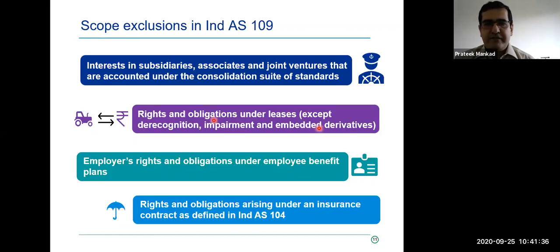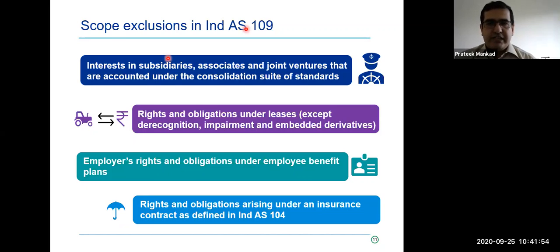So what happens if a lessee does not pay rentals on time? The impairment of those receivables in lessor's books is covered by 109. So that is an important point to keep in mind. Some parts could be within scope, some could be out of scope.